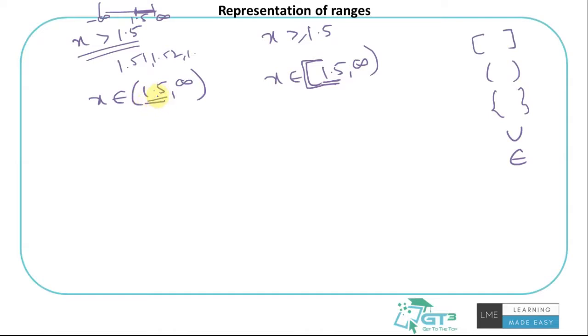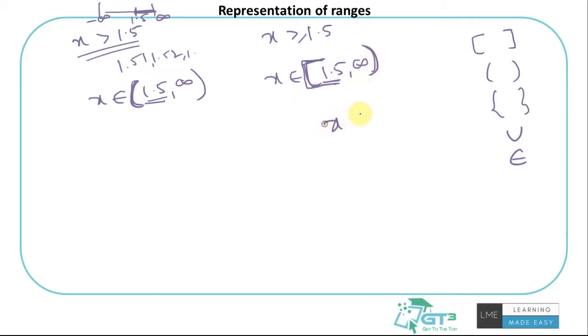1.5 is not valid. But anything more than 1.5, 1.500001, for example, is accepted. But 1.5 is not accepted if it's a circular bracket. When it comes to square bracket, 1.5 is also accepted, and you will never have a square bracket for infinity.